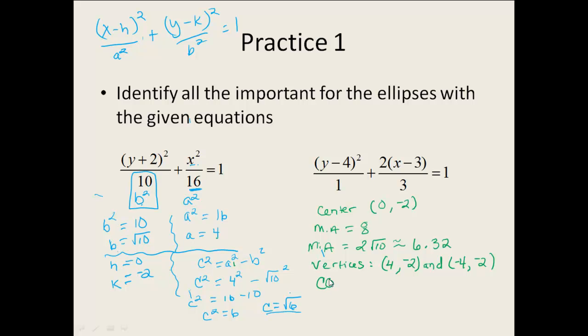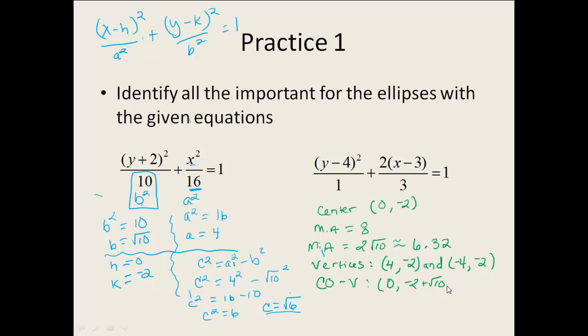Then my co-vertices. My formula for that says I'm going to have h comma, so my h stays the same. I just need to plop my h in there and call it a 0. And then to get my x value, though, I have to do k plus b. So I have to do negative 2 plus the square root of 10.